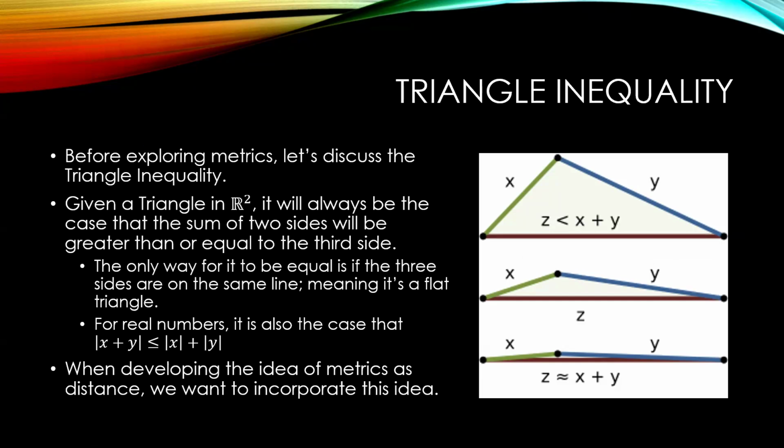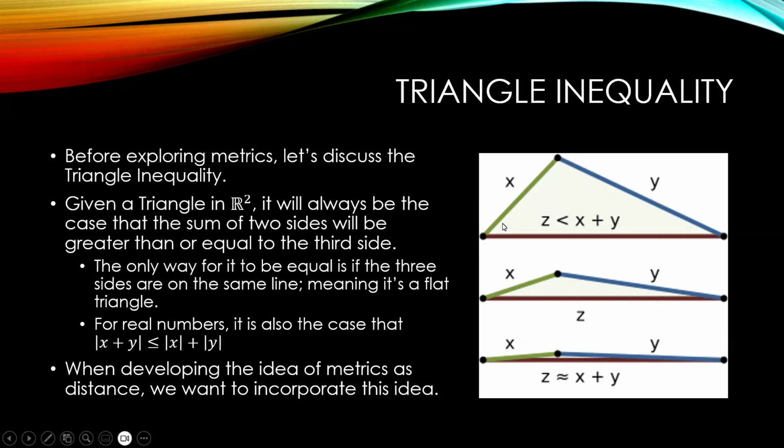Before we get any further, though, we do want to mention something called the triangle inequality. The triangle inequality is something we've always known but might not have had a name for. So let's discuss it. Given a triangle in R2, it will always be the case that the sum of two sides will be greater than or equal to the third side. Always, always, always. And we can see this here.